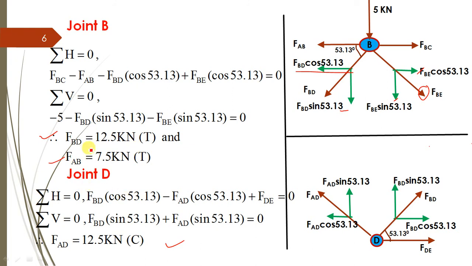Whatever those values, if it is positive, then it indicates that assumed directions are correct. If f of AB, here both the cases it is positive, so it indicates that the assumed direction is correct. Initially we have assumed tension, so it is positive.